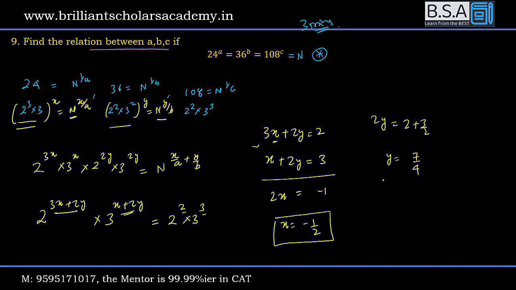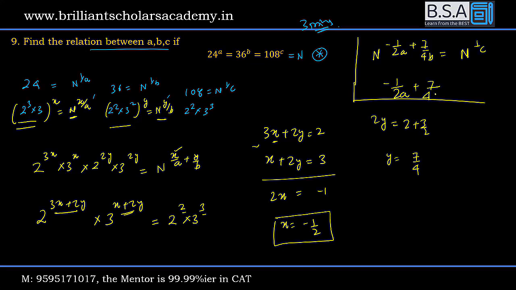So your final answer is, please observe, n to the power -1/2 a. What is x here? -1/2. What is y here? y is 7/4 b is equal to 1/c. So this is the kind of relation that will be given to you in equations.